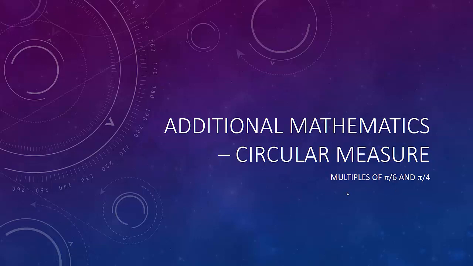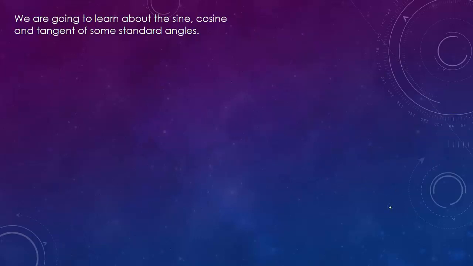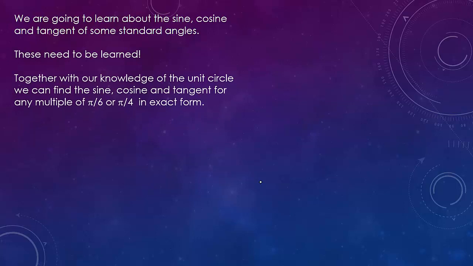Multiples of pi by 6 and pi by 4. We're going to learn about the sine, cosine and tangent of some standard angles. These need to be learned. Together with our knowledge of the unit circle, we can find the sine, cosine and tangent for any multiple of pi by 6 or pi by 4 in exact form once we know these.